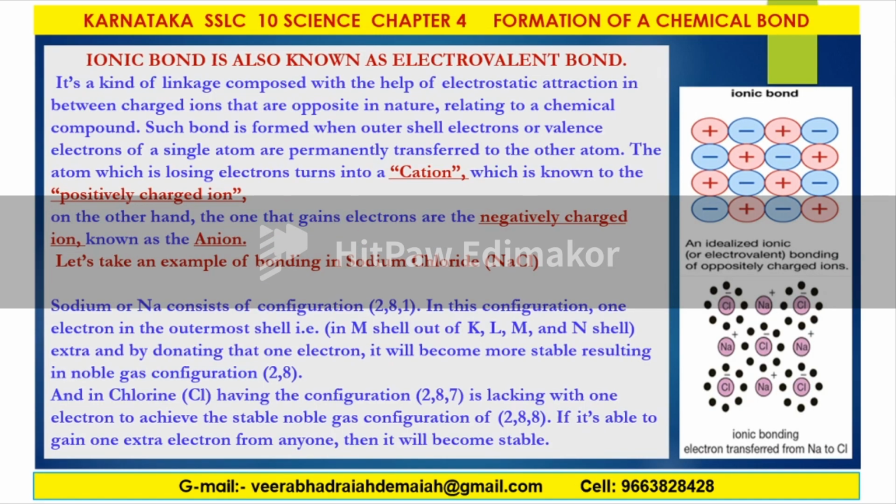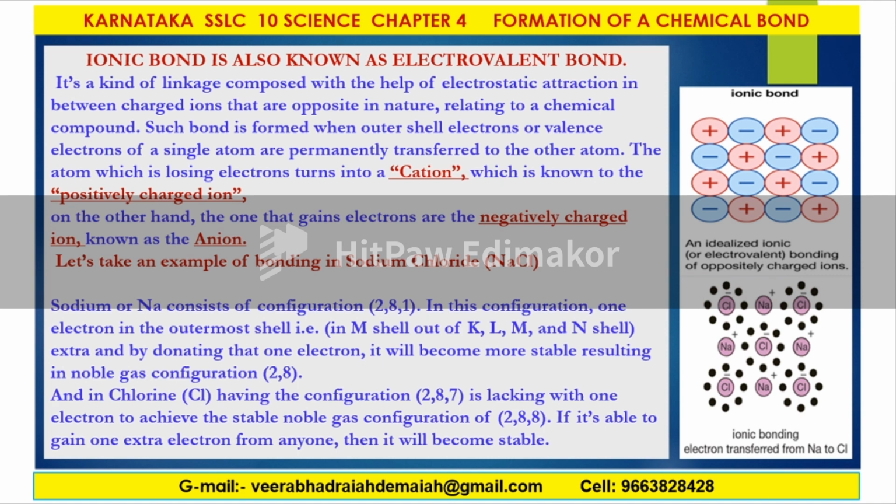Ionic bond is also known as electrovalent bond, my dear friends. It is a kind of linkage formed with the help of electrostatic attraction between charged ions that are opposite in nature, relating to a chemical compound. Such a compound is formed when outer shell electrons or valence electrons of a single atom are permanently transferred to the other atom. The atom which loses electrons turns into a cation, the positively charged ion. Similarly, the atom that gains electrons forms the negatively charged ion known as the anion.